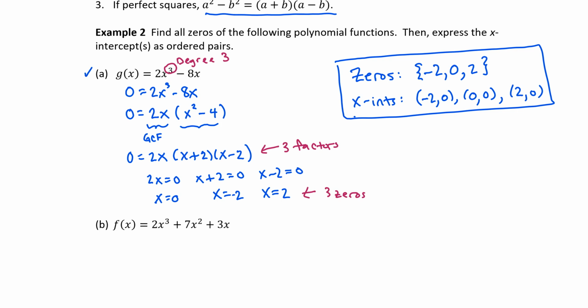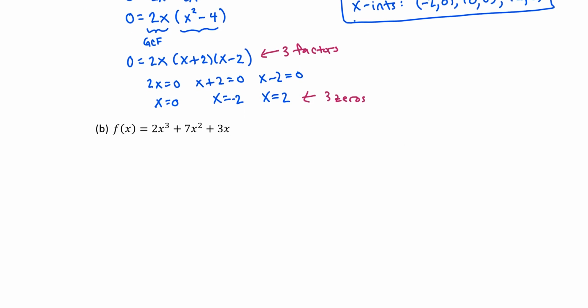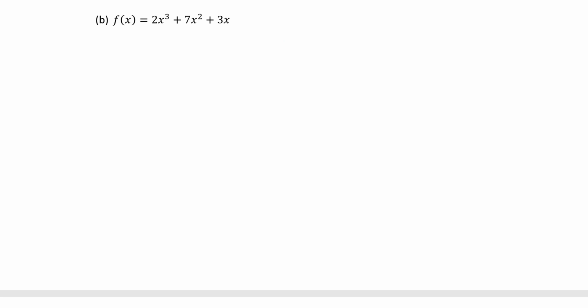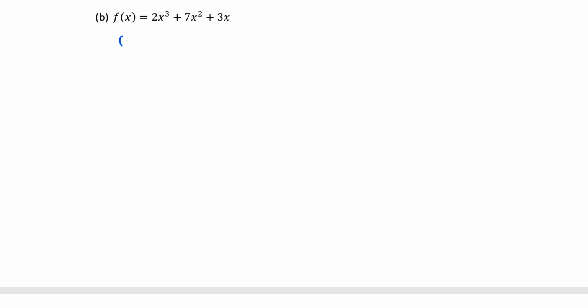Okay, let's find the zeros for example B. To find the zeros, we set the entire polynomial function equal to 0. Again, observe that means we're setting y equal to 0, so we're finding an x-intercept. I'm going to start by extracting a greatest common factor if there is one, and in this case, there is an x, that's the GCF.